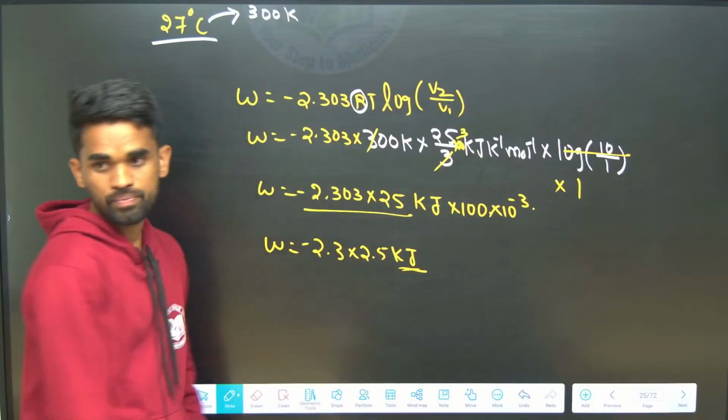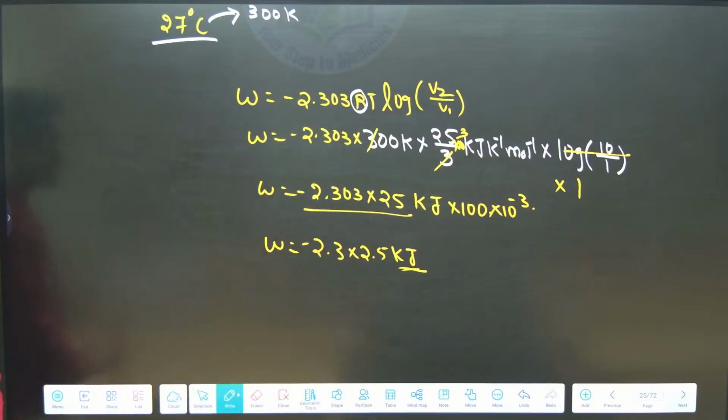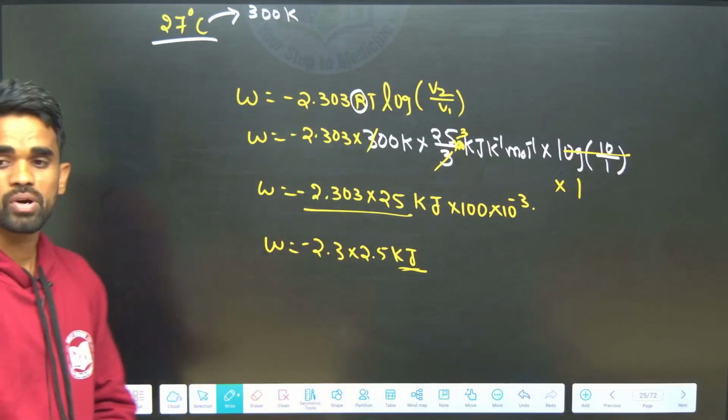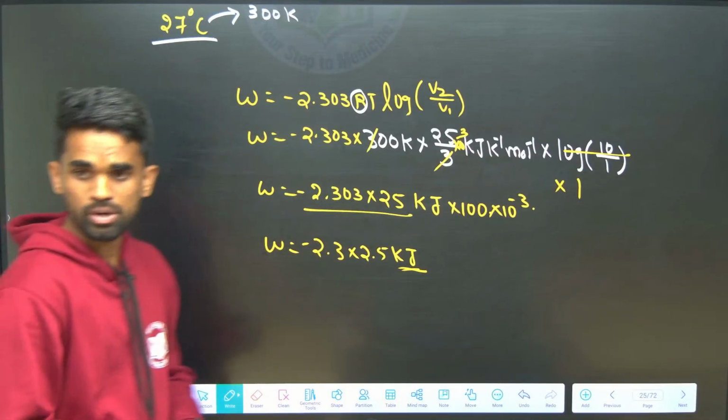What is the work done? Work done by the system now. So minus 2.3 into 5.5 kilojoules. Simplify that, that will be your answer.